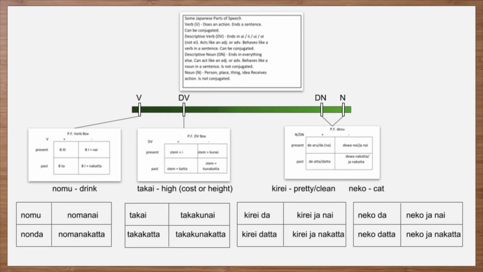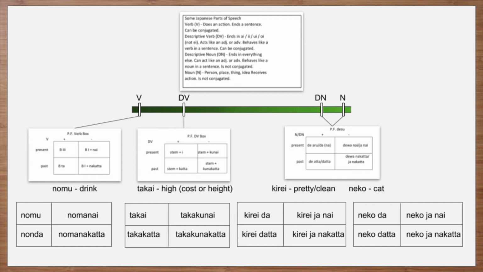Past positive is stem and katta. Takakatta. Was high. Past negative is stem and kunakatta. Takakunakatta. Was not high.